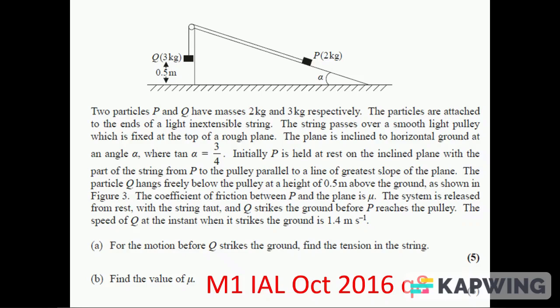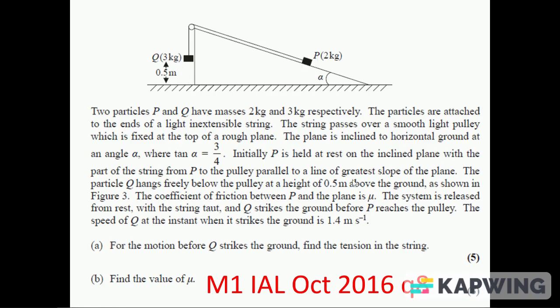So the M1 paper, International paper, October 2016, question 8. It's an inclined planes question with a pulley. I've got two particles, P and Q, masses 2 and 3 kilograms, connected by a light inextensible string that goes over a smooth pulley. The plane is inclined at the horizontal at angle alpha, tan alpha 3/4. Initially P is at rest on the inclined plane with the string parallel to the line of greatest slope.